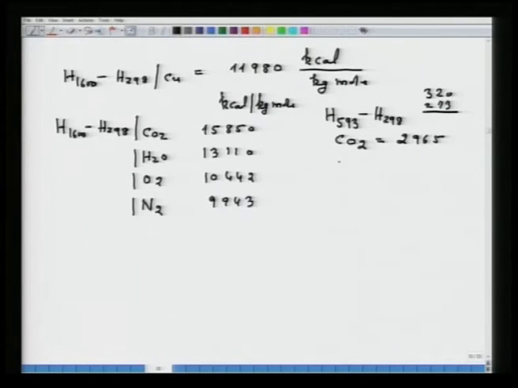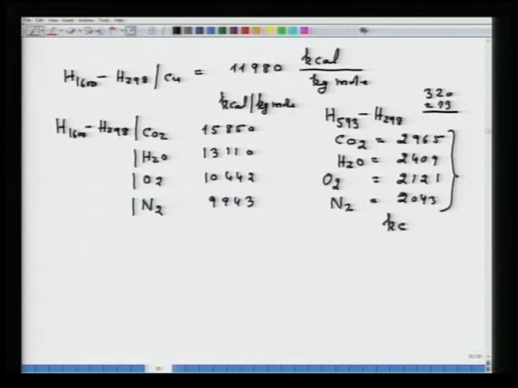For H2O, this value is 2409. For say O2, this value is given as 2121, and for nitrogen this value is 2043. Again, all their units are in kilocalorie per kg mole. This value you will be needing while doing the other parts of the problem.